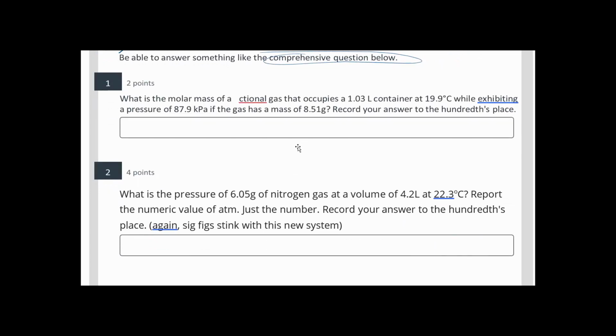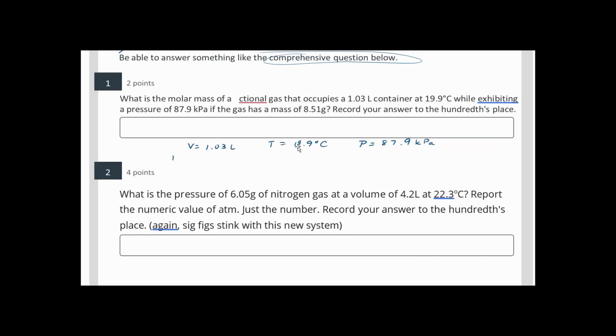So what is the molar mass of a fictional gas that occupies 1.03 liters at temperature 19.9 degrees Celsius while exhibiting a pressure of 87.9 kilopascals if the gas has a mass of 8.51 grams? Well, this fictional gas, the first thing we're going to do is use the ideal gas law in order to find out how many moles of this gas we have.